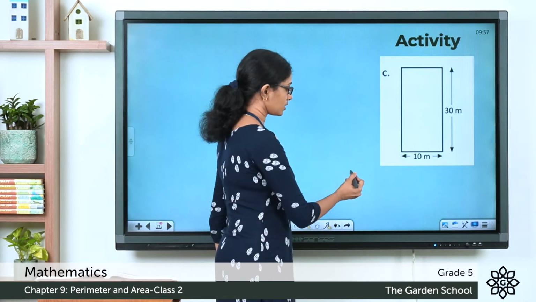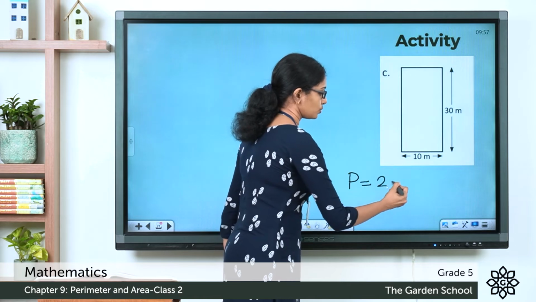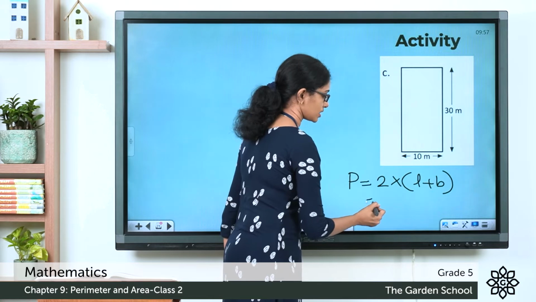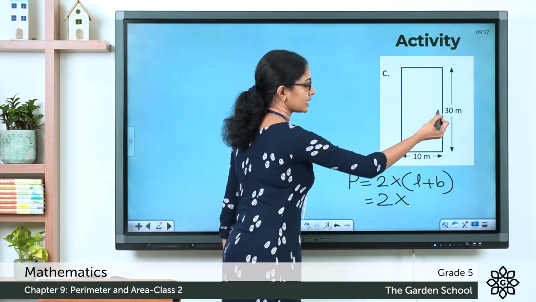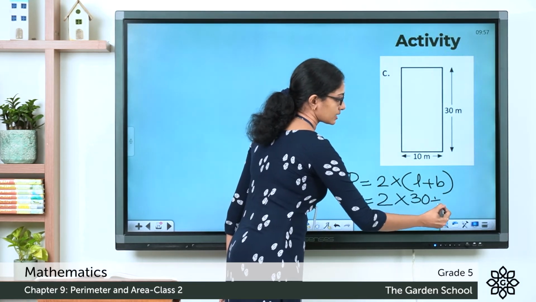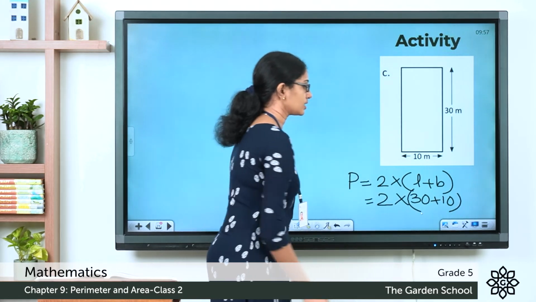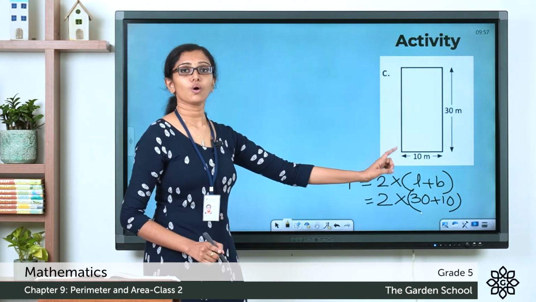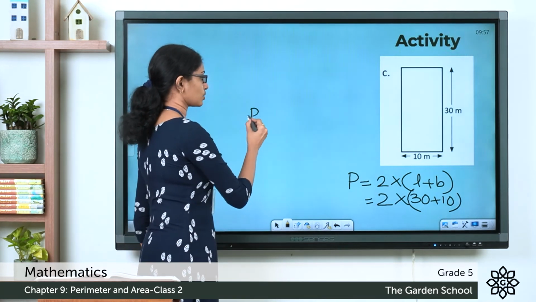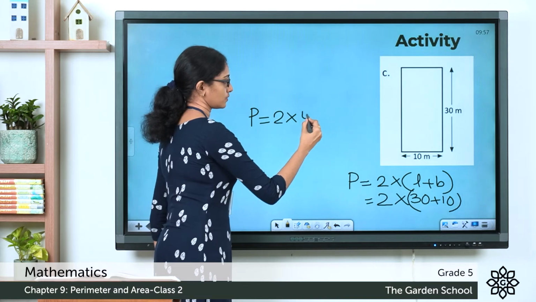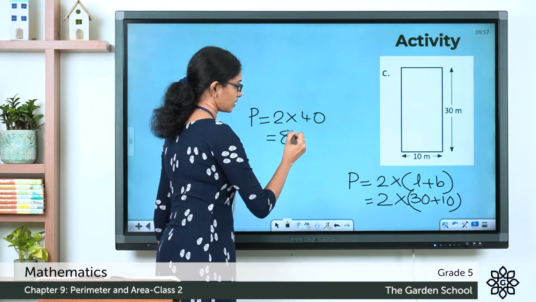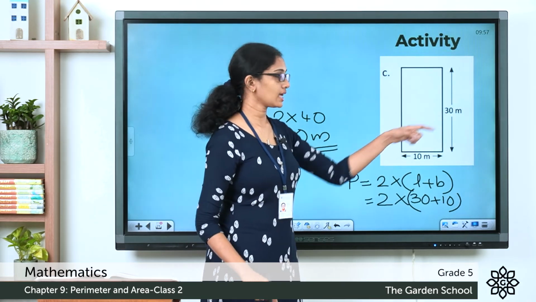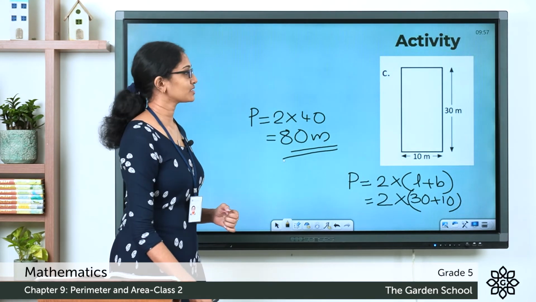So, here the perimeter would be equal to 2 into L plus B, which is equal to 2 into, what is L here? 30, and breadth here is 10, and 30 plus 10 you have to do first, which is given in the brackets, which is equal to 40. So, the perimeter here is equal to 2 times 40, which is equal to 80 meter. Why? Because here the dimensions are given in meters. I hope these examples are clear to you.